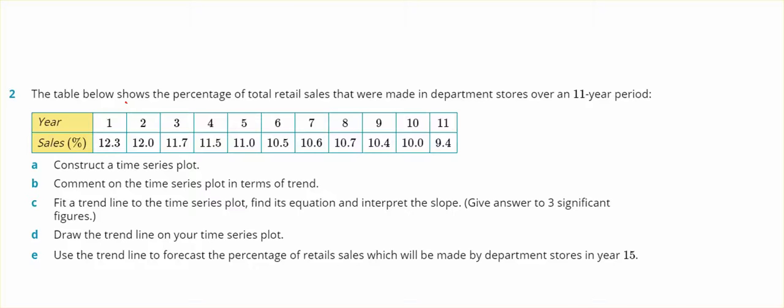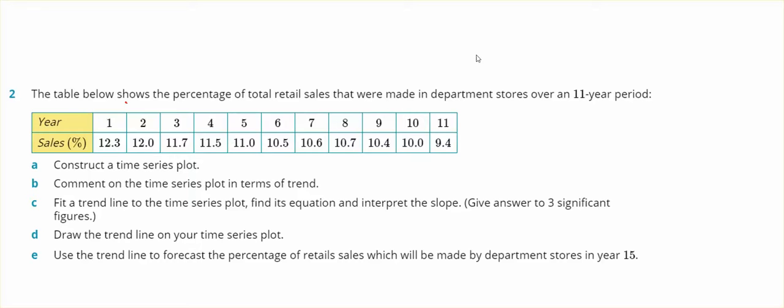This is for Year 12 Further Maths. We're going to look at exercise 9E, question 2. Okay, so we're looking at time series plots, and we're doing graphing and finding the regression line and things like that. So the table shows the percentage of total retail sales that have been made in department stores over an 11-year period.